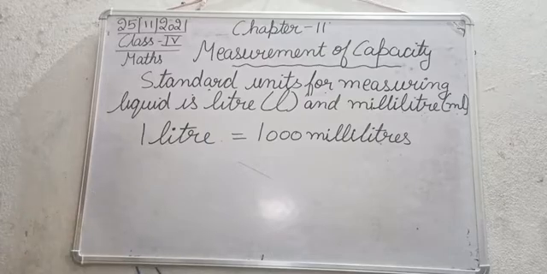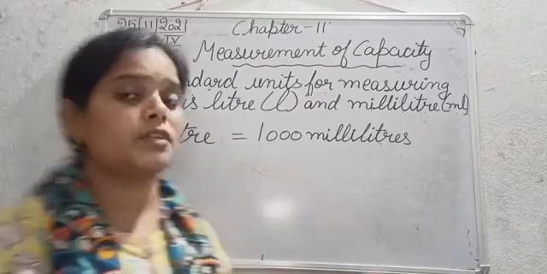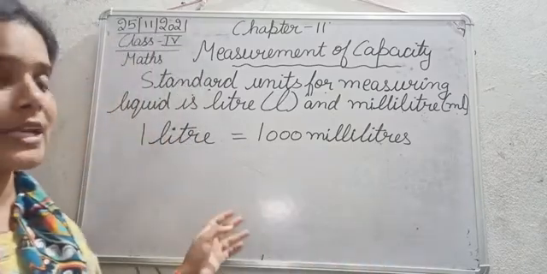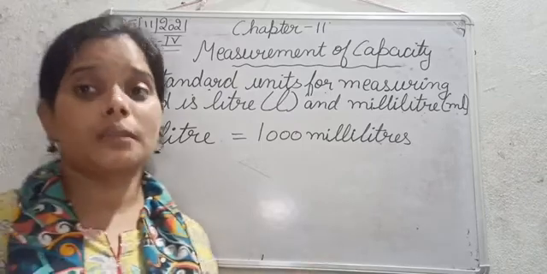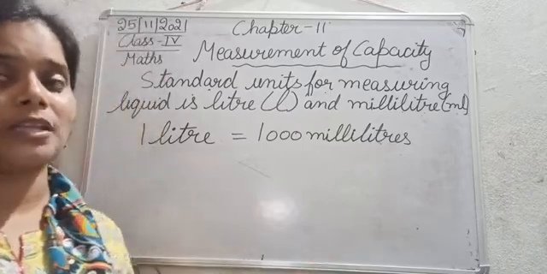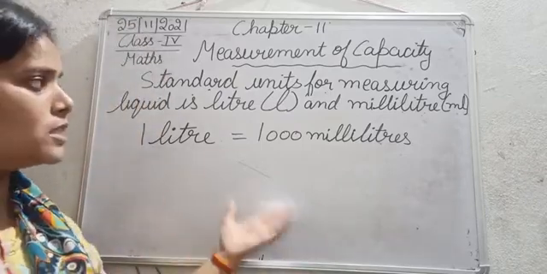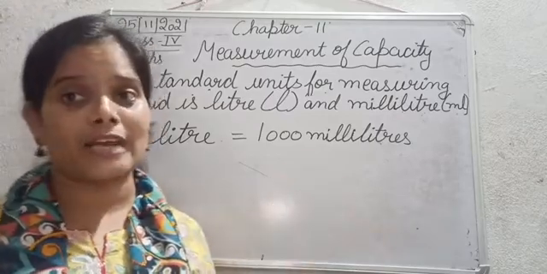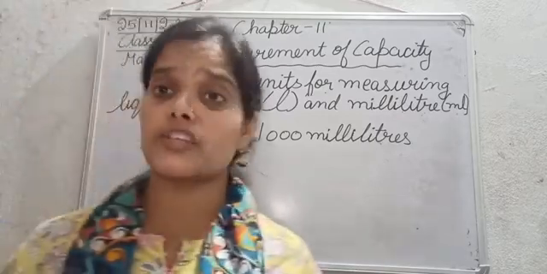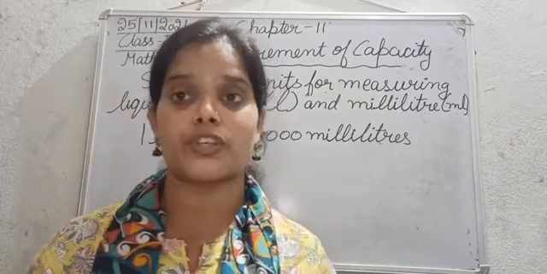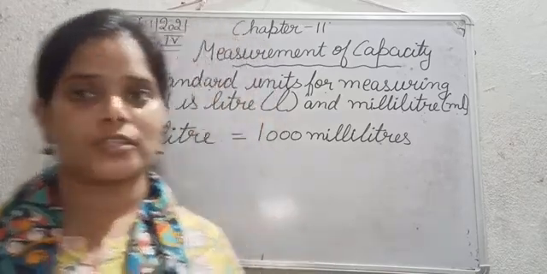Okay, so this is the basic concept of measurement of capacity. Just like the previous chapter, in this as well, you will have to add, subtract, multiply and divide the measures of capacity, with conversion. So all these things are the same, but only the units have been changed. In the next session we will begin with the addition and subtraction of capacity measures.